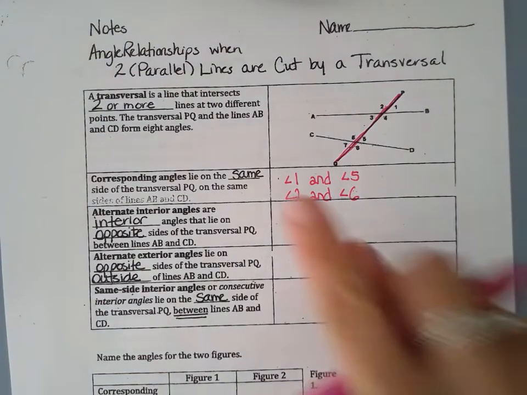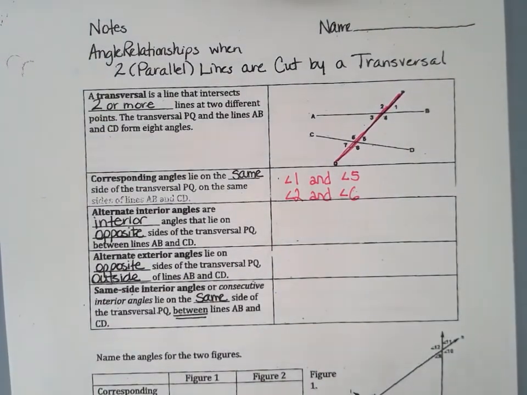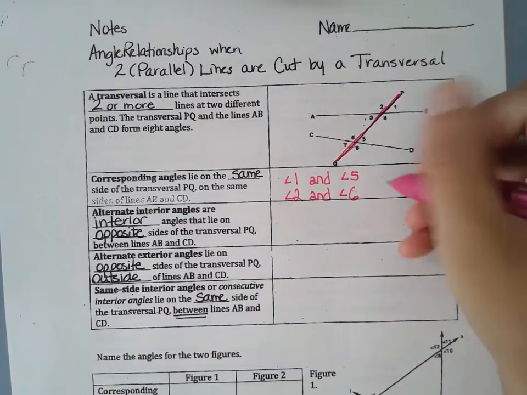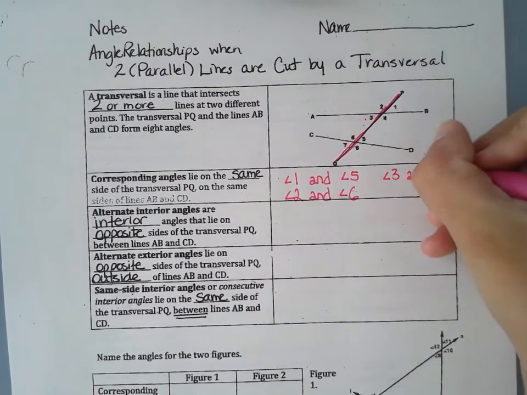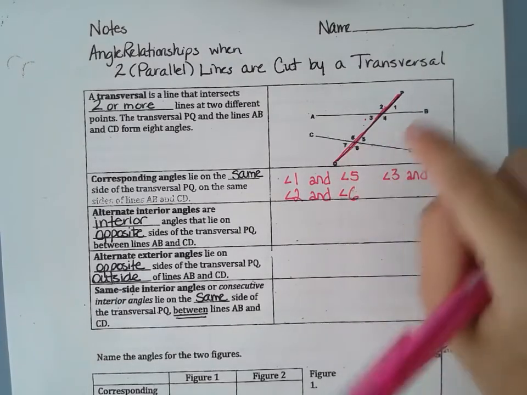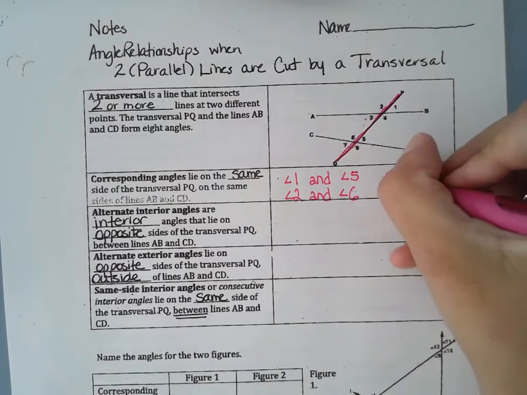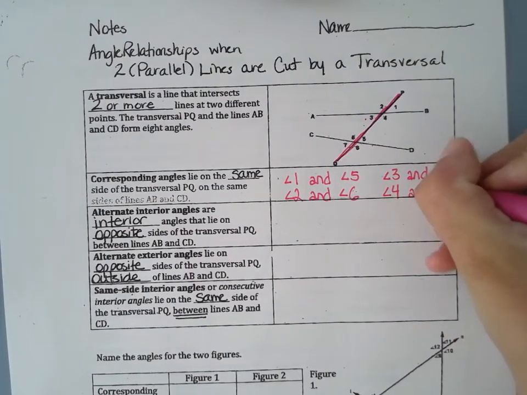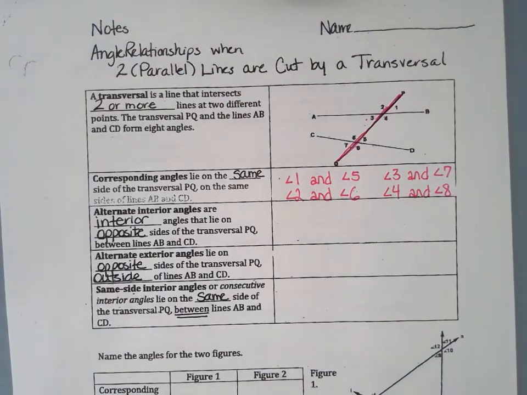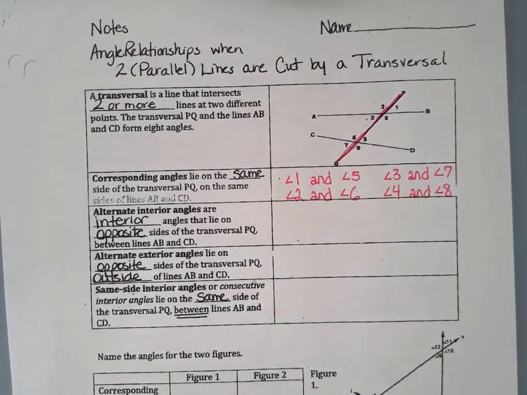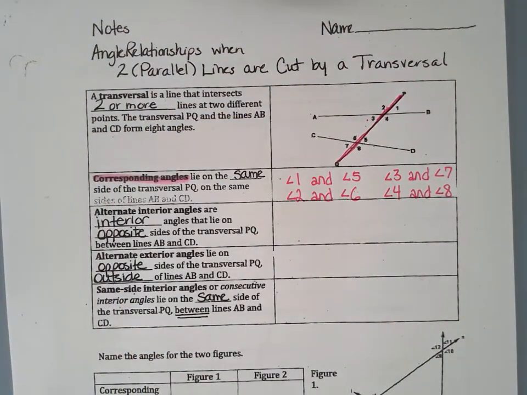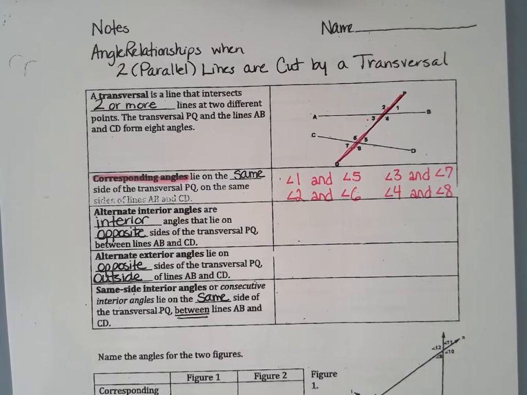And this little sign right here, it just means angle. Angle 3 and angle 7 match up because they're both below. And then angle 4 and angle 8 match up. And those are corresponding angles. You do need to memorize this vocabulary. It is extremely important for you to use.